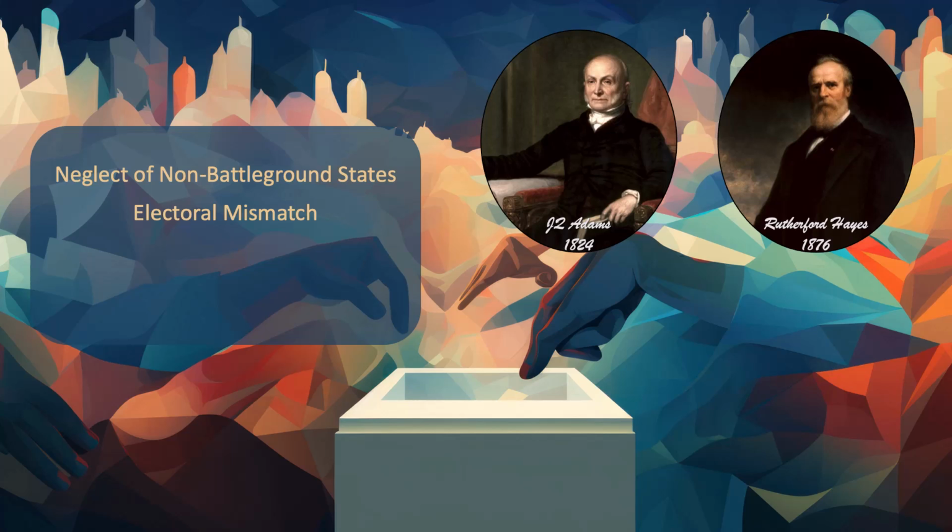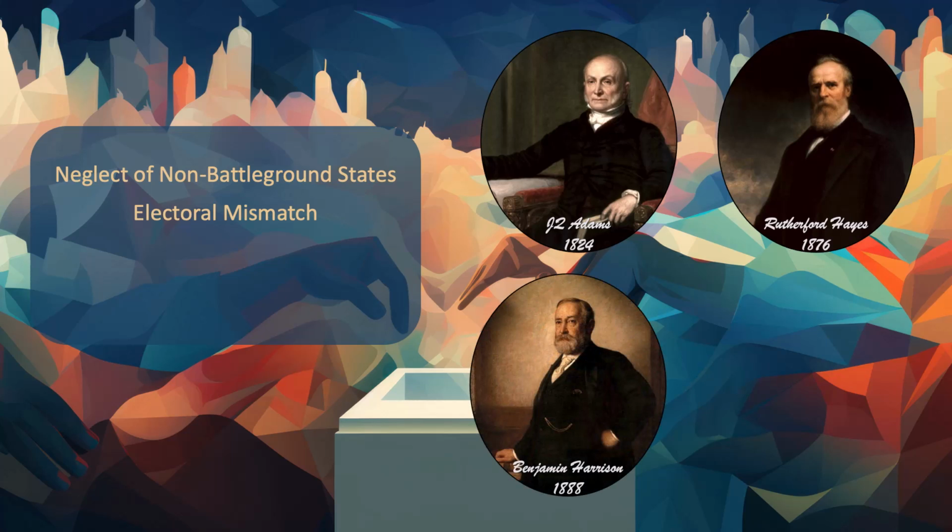In the election of 1888, Grover Cleveland, the Democratic incumbent president, ran for re-election against Benjamin Harrison, the Republican candidate. Cleveland won the popular vote but lost the Electoral College to Harrison, who secured a majority of electoral votes and became the 23rd President of the United States.